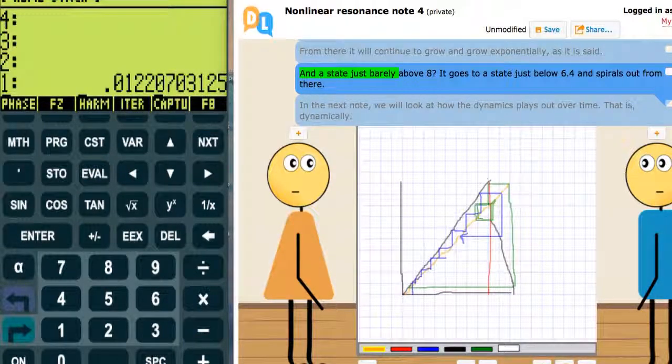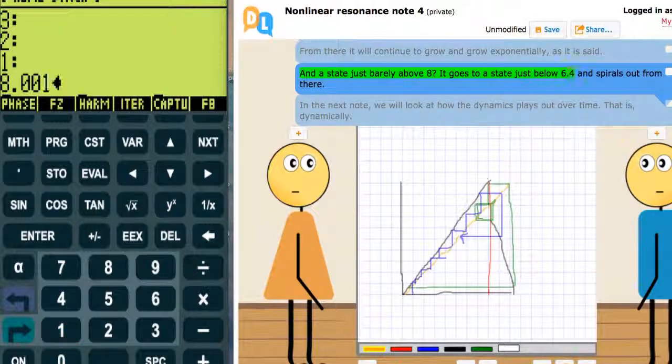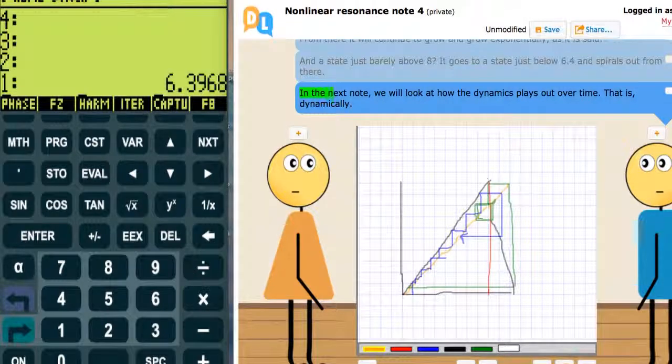And a state just barely above 8? It goes to a state just below 6.4 and spirals out from there. In the next node, we will look at how the dynamics plays out over time. That is, dynamically.